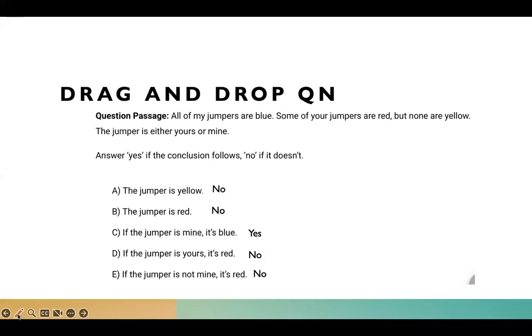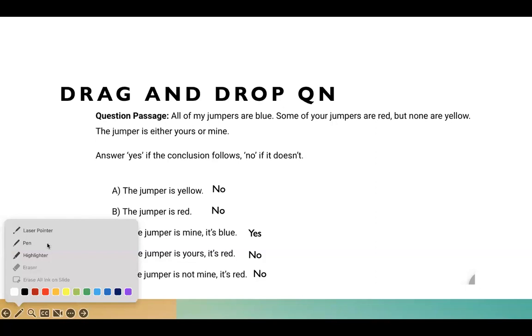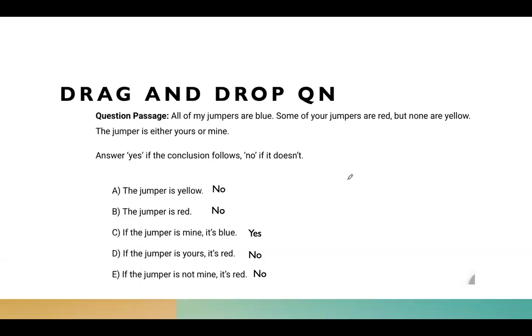So one technique to use, which I might actually just draw for you guys, is literally creating a code. Just shortening these sentences can help you so that you can keep referring back. So you can literally say, excuse my handwriting, I just can't do this on this laptop. All my jumpers, I'm just going to say J is equal to blue. And so that will be your first code.